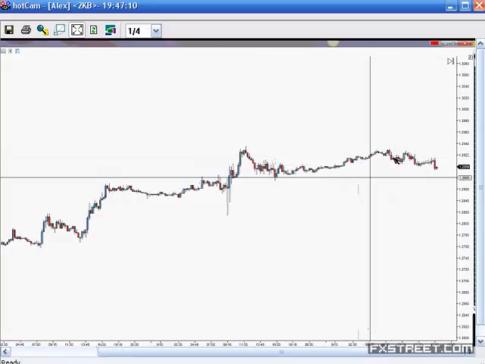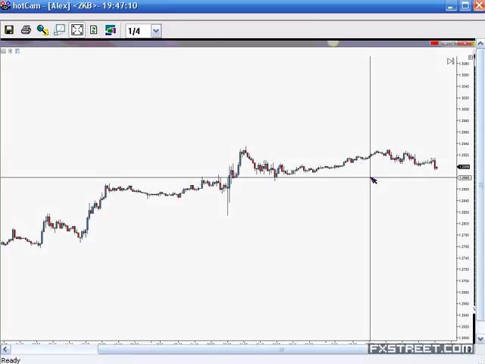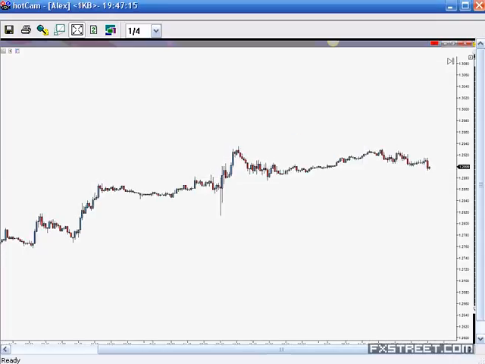Okay, excellent. So let's take a look to see what ultimately we're looking for. So let's go to today's price action. Okay, we're on the euro dollar at the moment. And what we'd be looking to do is bracket the high and the low of the range.